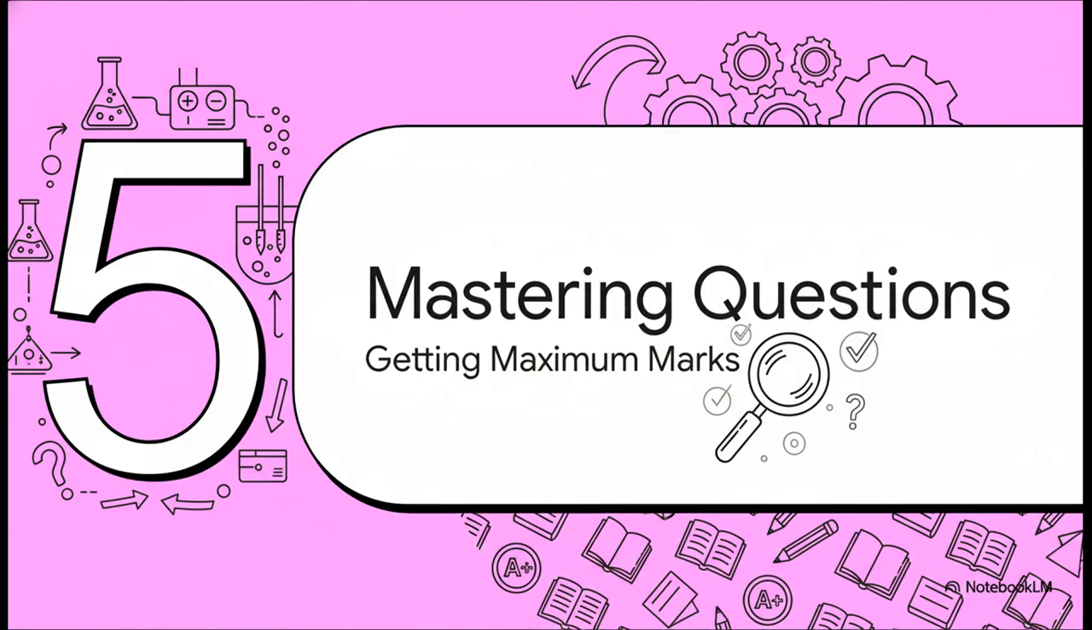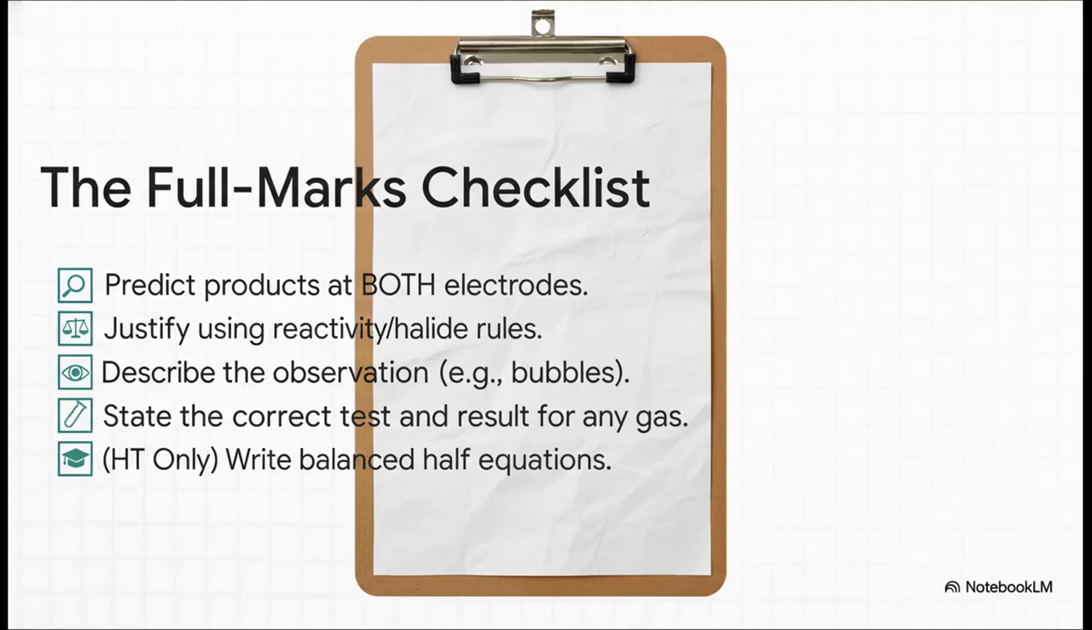So, this is the crucial part, isn't it? How do we take all this amazing knowledge and turn it into maximum marks in that exam? Let's bring it all together and figure out what those examiners are really looking for. This is basically your checklist for a perfect answer. You have to predict the products at the anode and the cathode. You have to justify it using the rules we just learned. You have to say what you would see, the observation. And if a gas is made, you must state the test and the result. And for all you higher tier students, you also need to be able to write those balanced half equations.